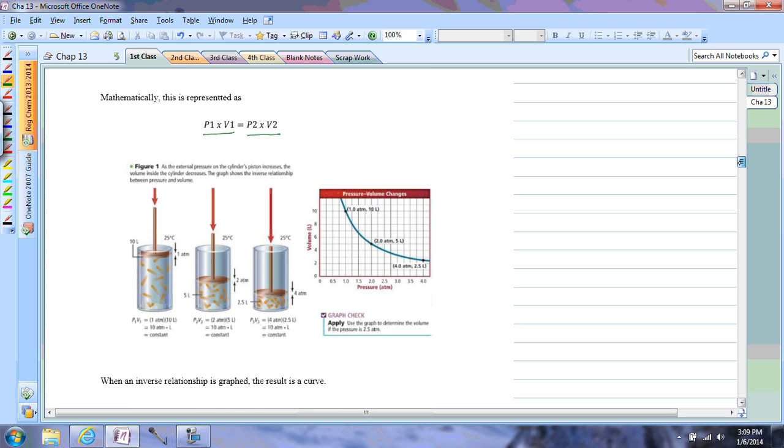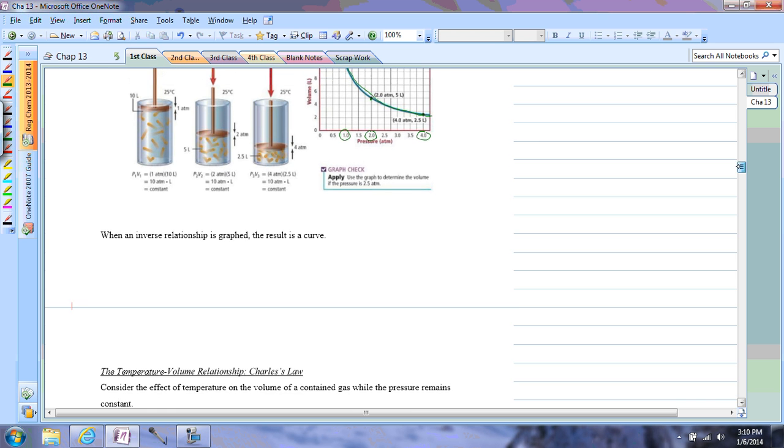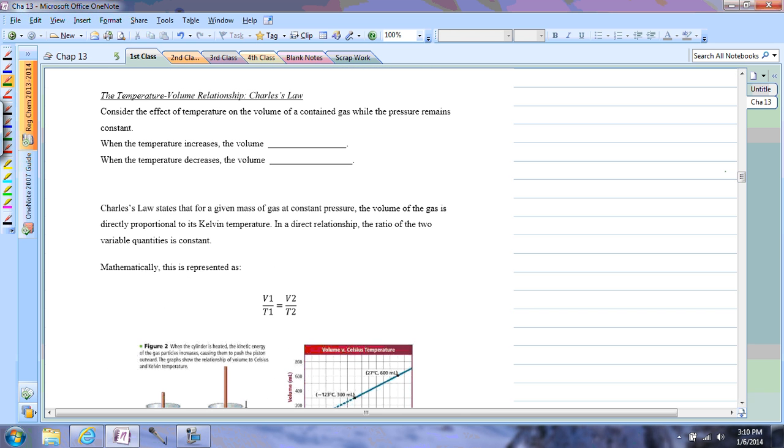So if we were to graph this, there is a pressure of 1 atmosphere. It has a volume of 10 liters. So let's double the pressure to 2. It has a volume of 5. Let's double that pressure to 4. It has a volume of 2.5. And we see we get this downward sloping graph. You must know that the relationship, when graphed, of pressure versus volume is a downward moving graph.